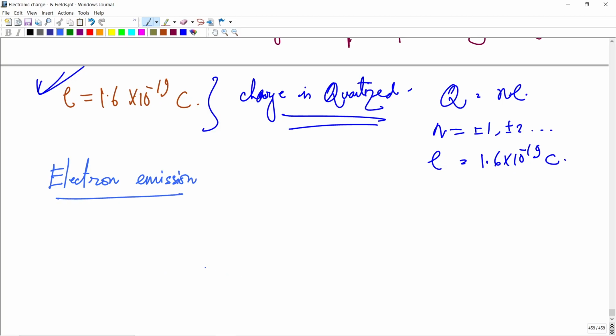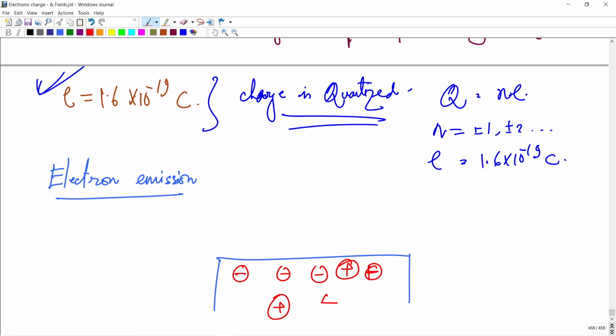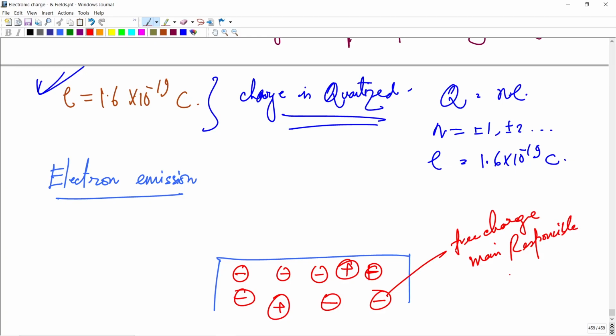Okay. Suppose a metal has free electrons, and that free electron is called free charge here, and there is some positive charge, obviously in the minority; mainly the major charge carrier is the free charge. And this free charge is mainly responsible for conductivity. Conductivity means the conduction of electrons or current flow. These free charges are mainly responsible for conduction.